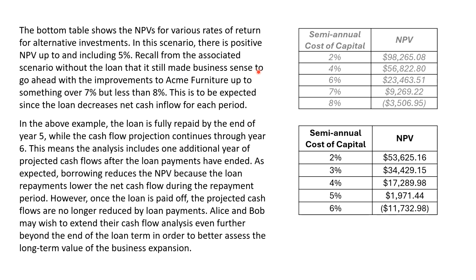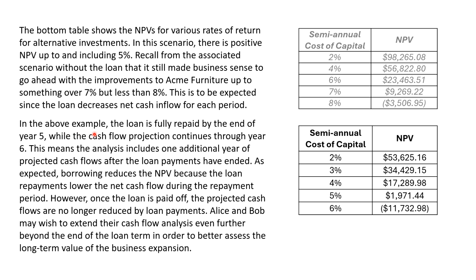It still made business sense to go ahead with improvements to Acme Furniture up to something over 7%, but less than 8%. This is to be expected since the loan decreases net cash inflow for each period. So no surprise there. They have kind of less wiggle room here, less flexibility because they needed to make that loan, but still, in the end, they could make money with their expanded furniture business.